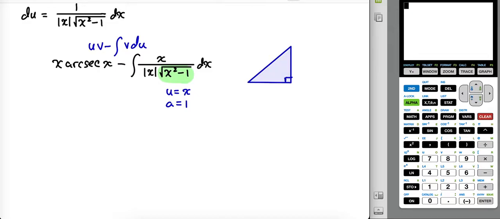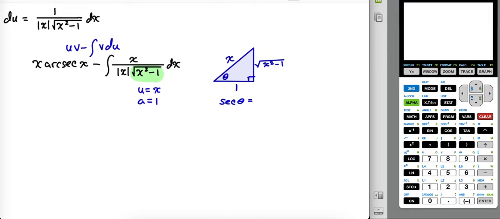So hypotenuse, adjacent, and that would give me my missing side. Let's make that look halfway decent. Square root of x squared minus 1. So when it's in the form of u squared minus a squared, we think secant. So secant of theta, and that kind of makes sense. We're dealing with the arc secant derivative. So x over 1, so x is equal to secant of theta. dx would be equal to secant theta tangent theta d theta.